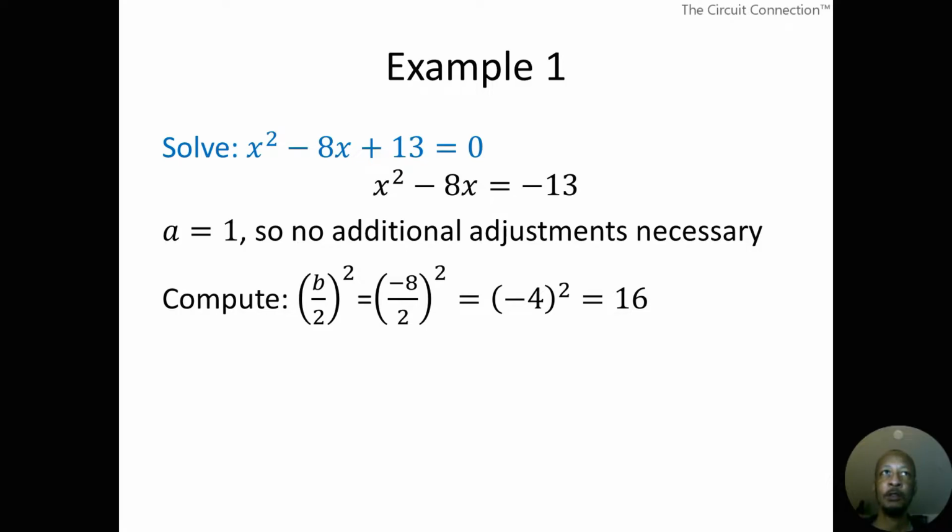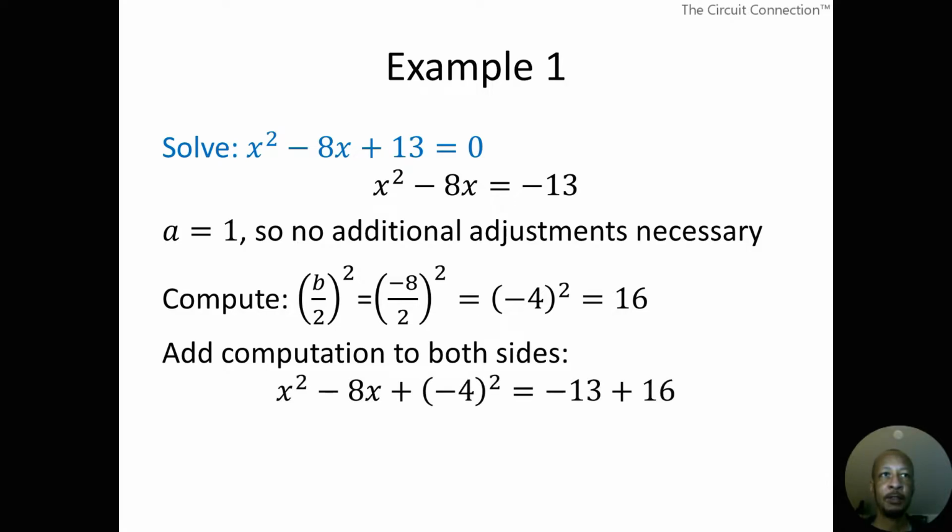You can do this because you're keeping the equation consistent and equal on both sides. You're not changing the algebraic statement itself by adding equal quantities to each side, even though those equal quantities don't necessarily have to be in the same form. So again, add the computation to both sides, and then you end up with this.